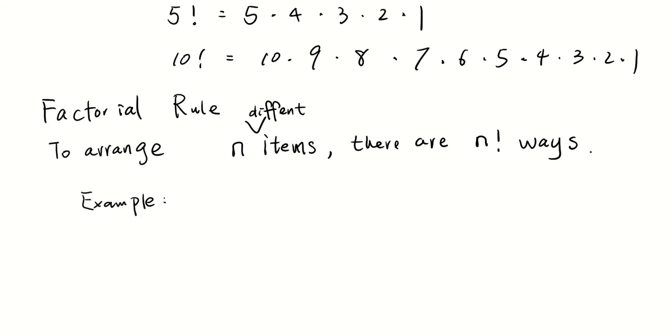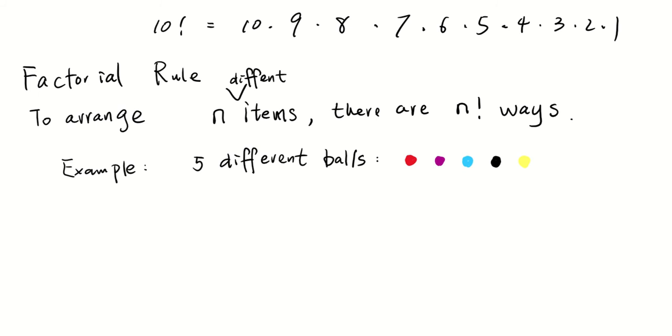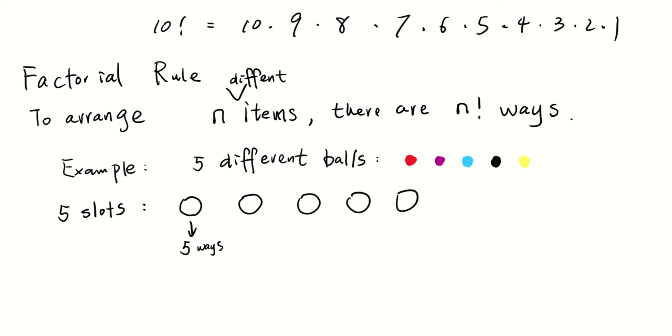For example, say you have 5 balls of different colors and you want to put them in 5 slots and you want to know how many different ways there are. For the first slot, you can pick any of those 5 balls. So there are 5 ways. After you place the ball at the first slot, for the second ball, you only have 4 ways because there are only 4 balls left.